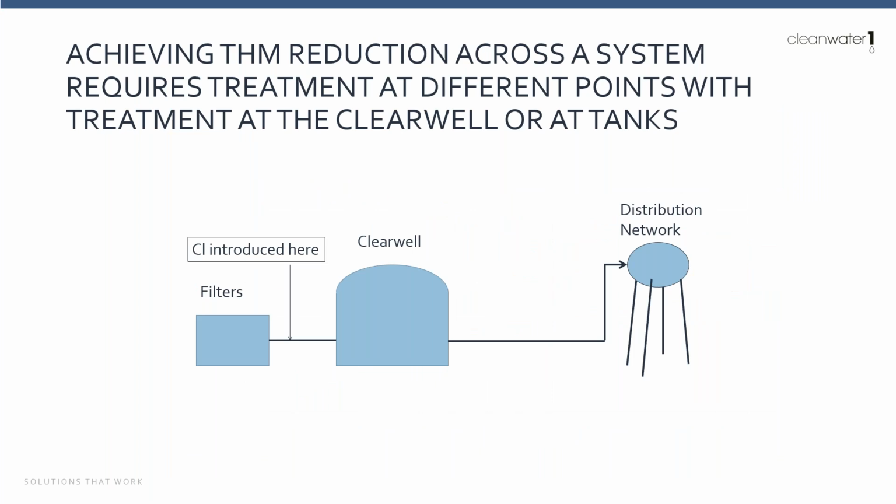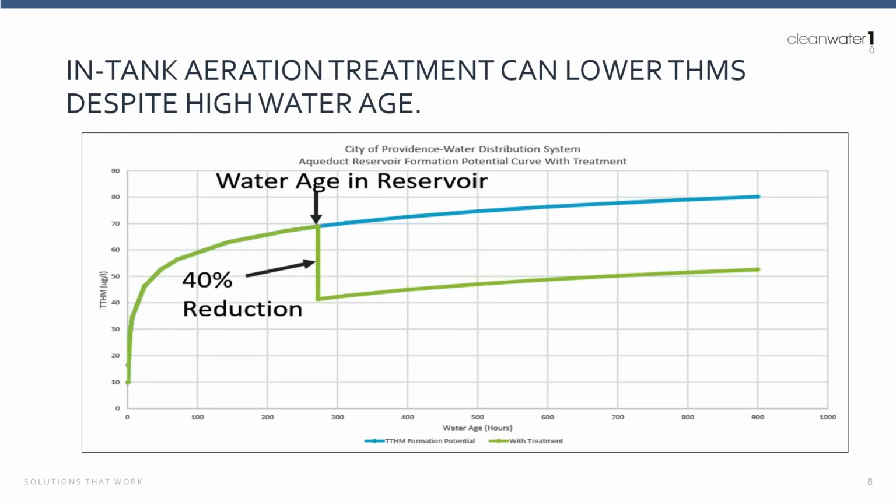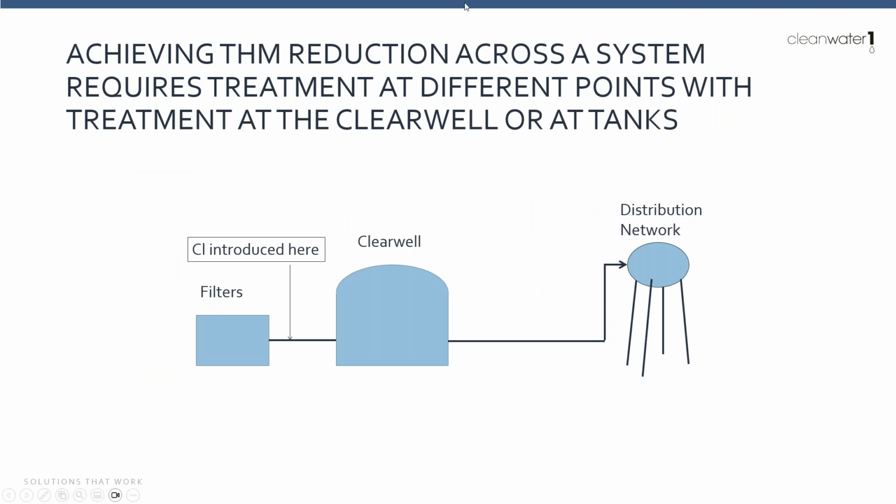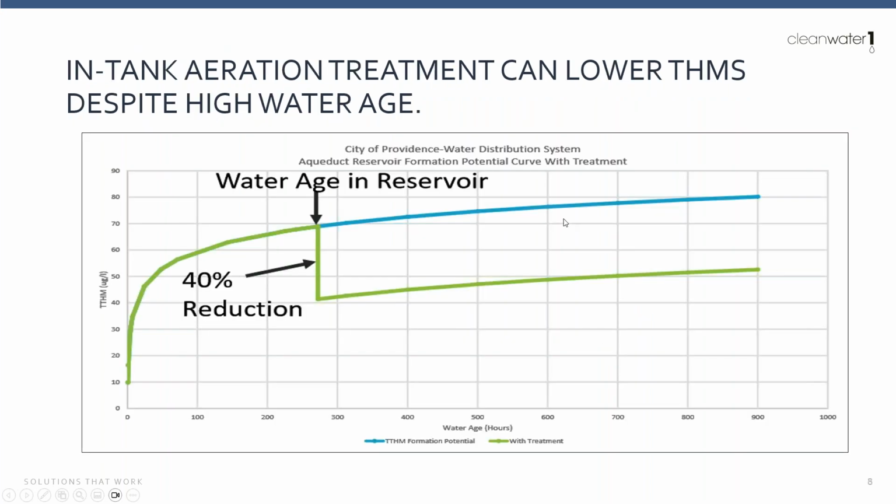And again, understanding the THM formation curve is important because here for this example, we really need to understand if we treat at the clear well, what's going to happen out here at the water storage tank. So how much removal do we need early in the system to achieve compliance later in the system? And the way that this works is we want to understand the formation kinetics that are going to be happening post-treatment. And we also want to understand the formation kinetics that are happening pre-treatment.